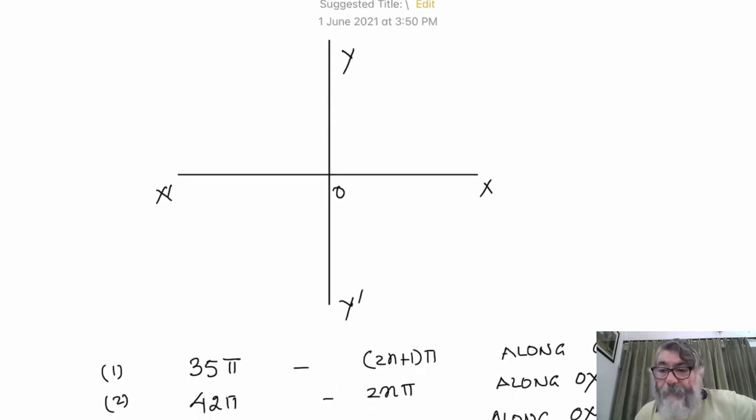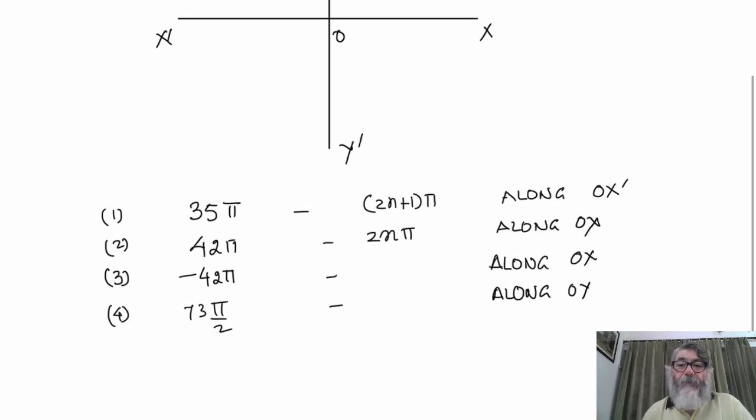Till now we had discussed certain things. Now we are going to discuss certain things. I drew the axes, if you can see, OX, OX dash, OY, OY dash, and I'm writing certain values, to see which line these angles are going to fall along, like 35 pi. 35 pi is an odd multiple of pi, so it is going to fall along OX dash. 42 pi is an even multiple of pi, so it is going to fall along OX.